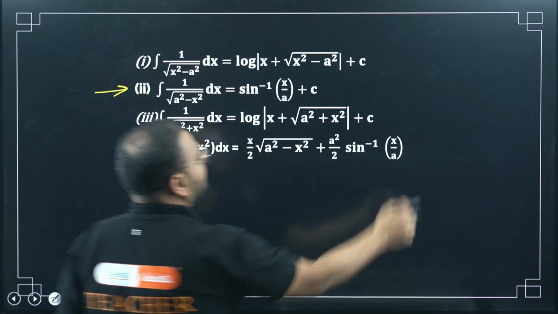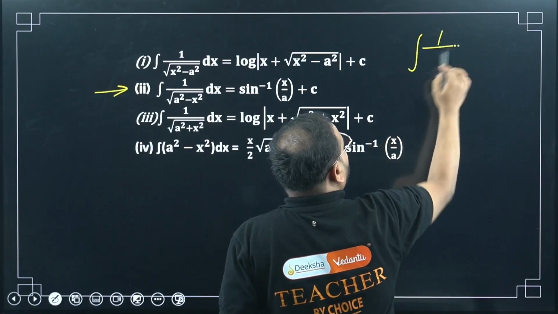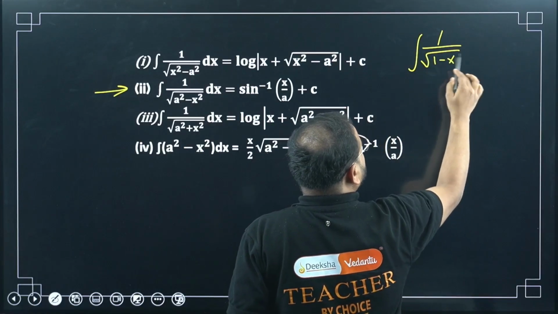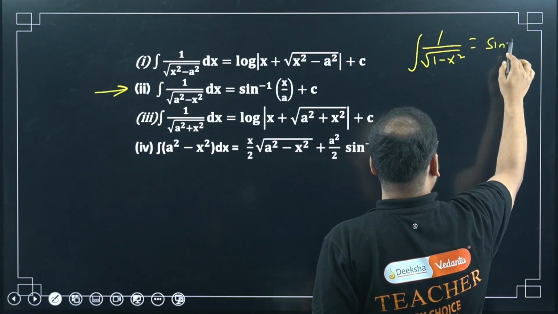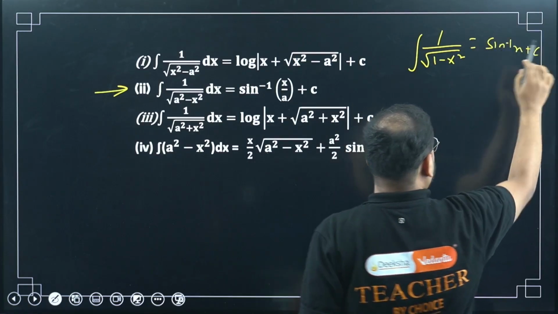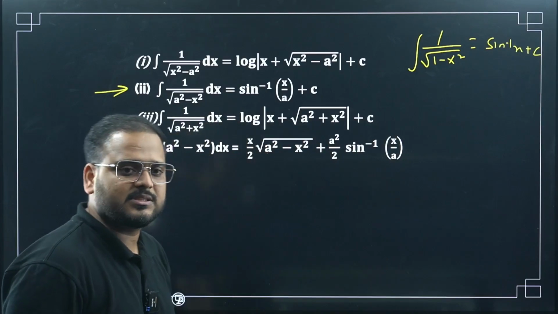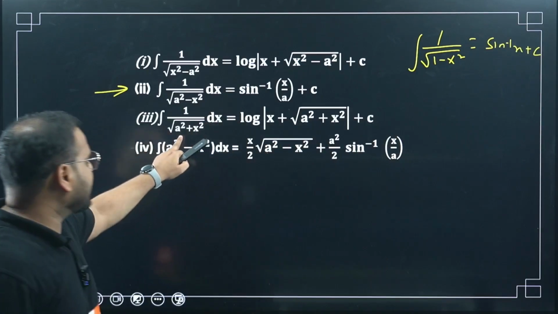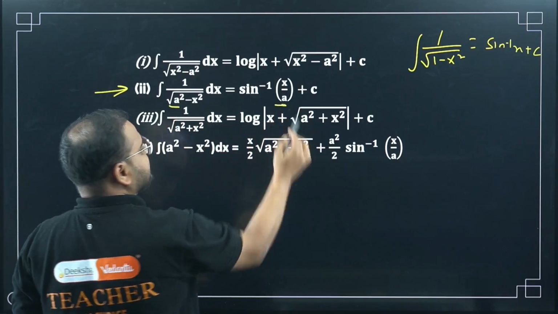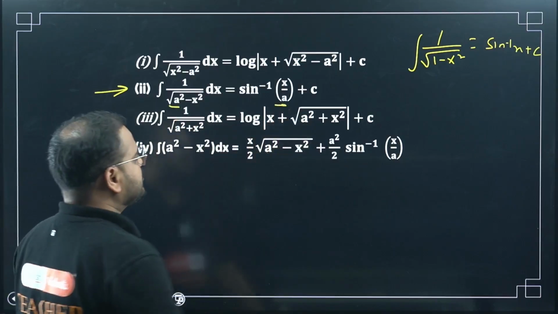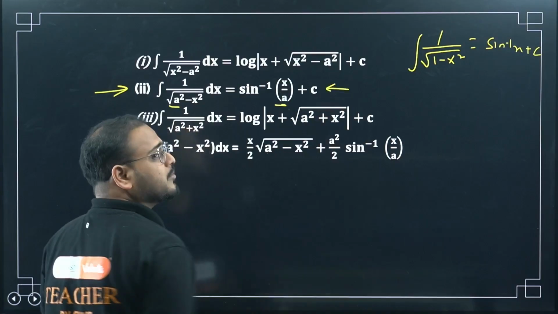Again, if you remember, integration of 1 upon root of 1 minus x square, what was this? If you remember this, simply sine inverse of x plus c, right? So if you have a constant a here, what are you going to write? Simply x by a. That's all. This is also very important and very easy to remember.